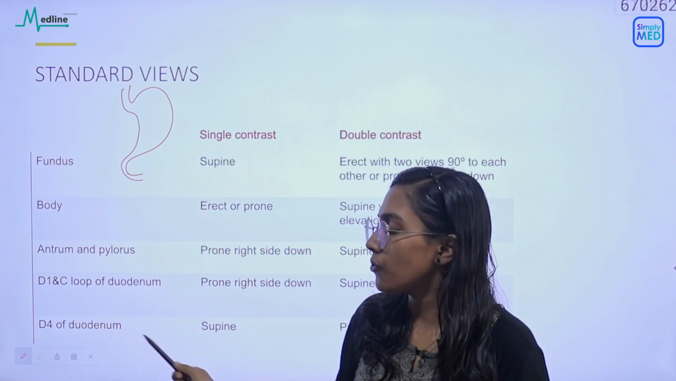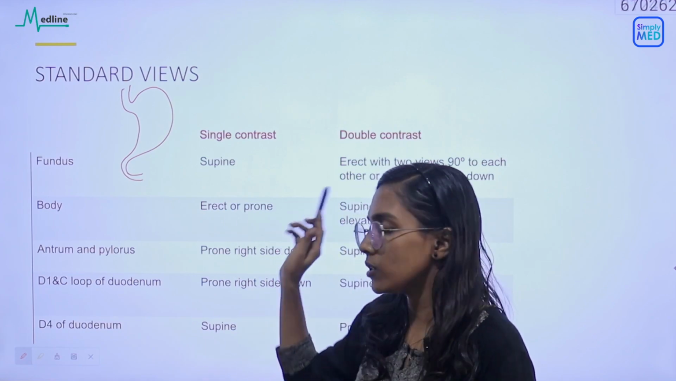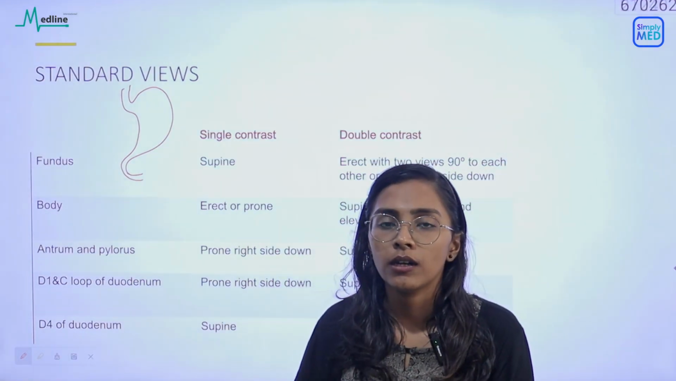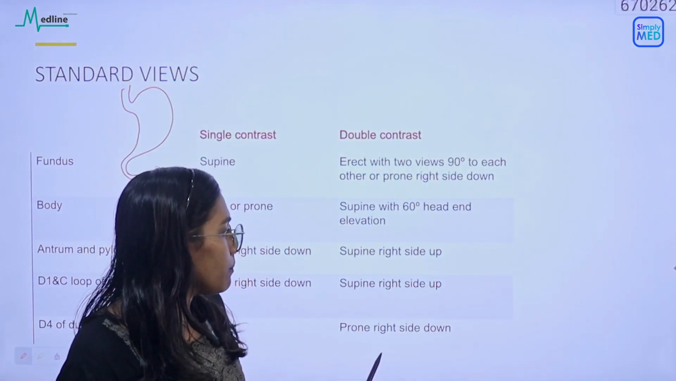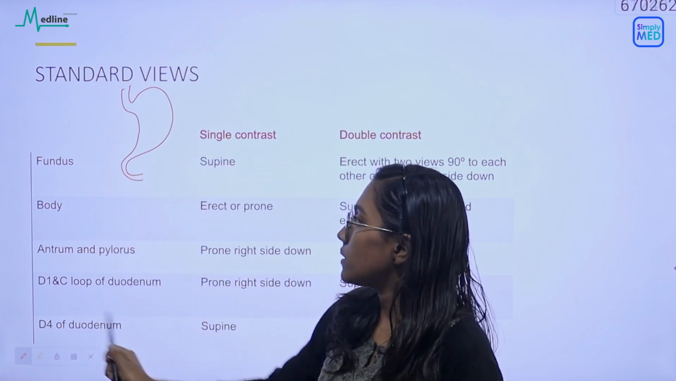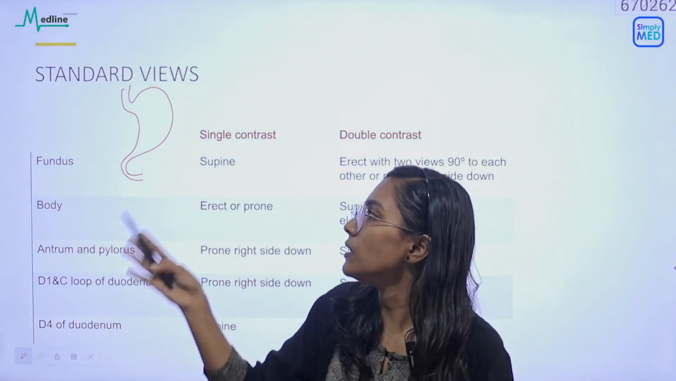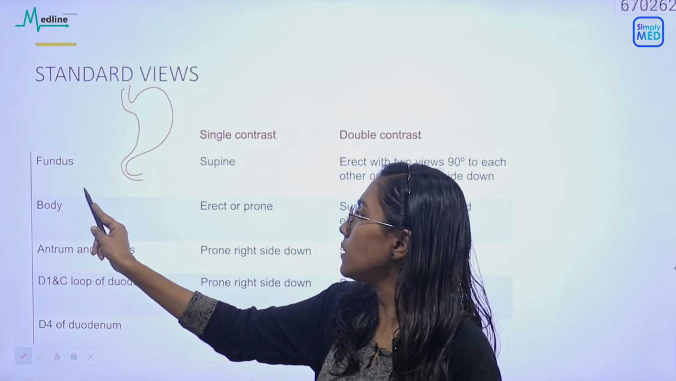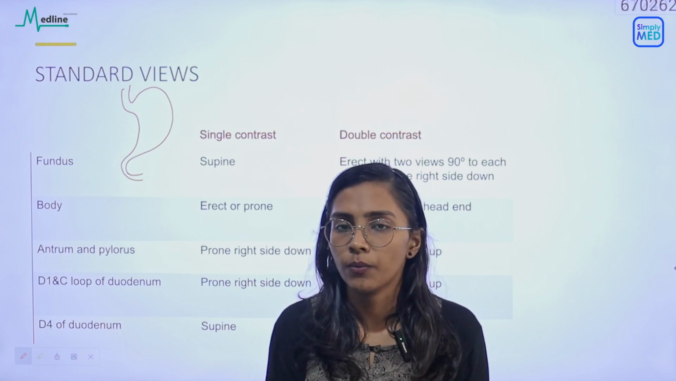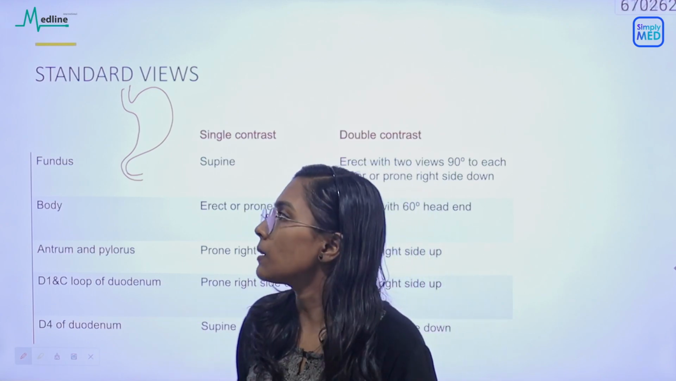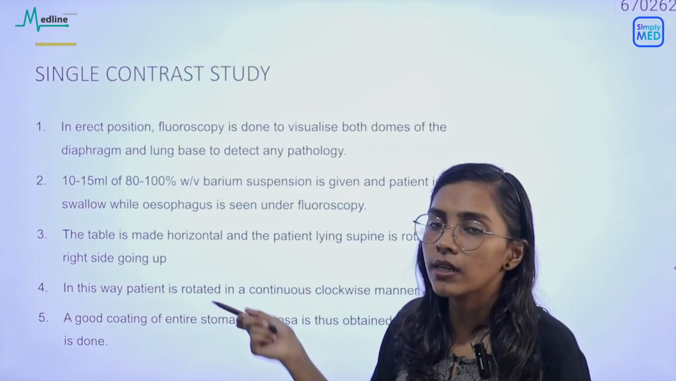And finally, if you are looking for the last part of duodenum, that is the D4 part, then we can position in a supine view. Then for double contrast, we can give a prone right side down position. Okay, so this is the standard views. Okay, we can go for additional views for further mucosal coatings and all, but this is the standard view. Okay, so for fundus it is supine, and for antrum and pylorus it is RIO, prone right side down position.